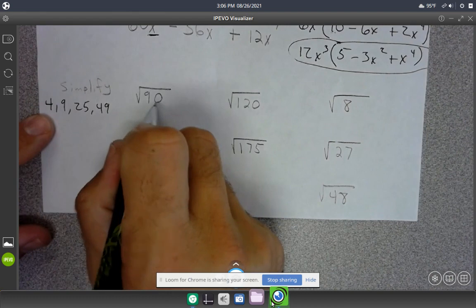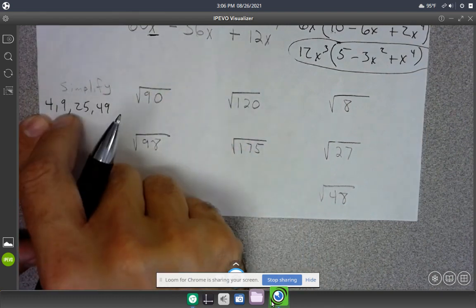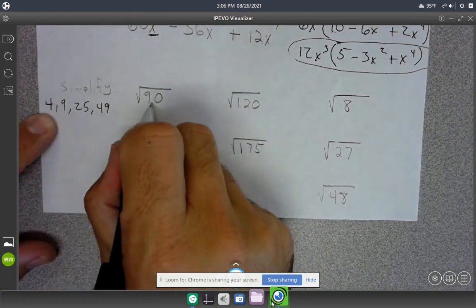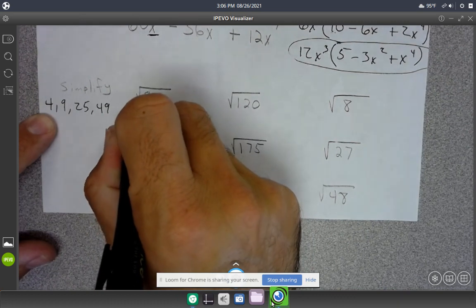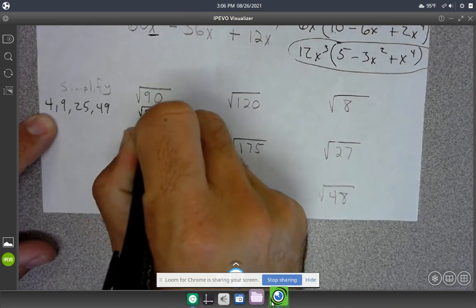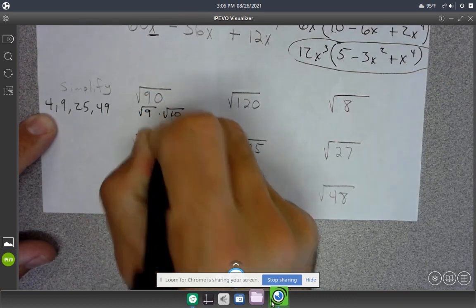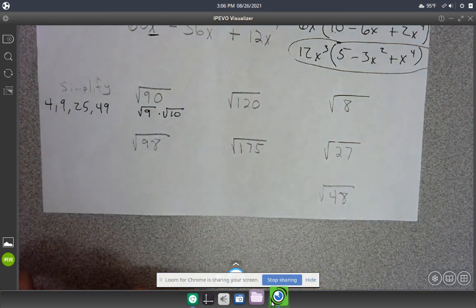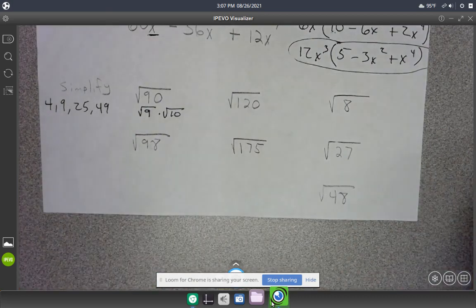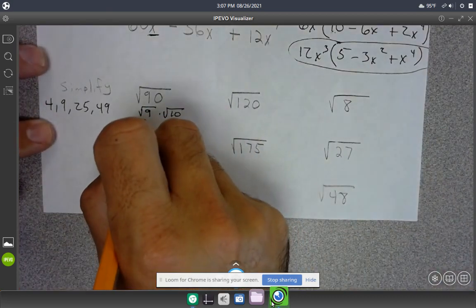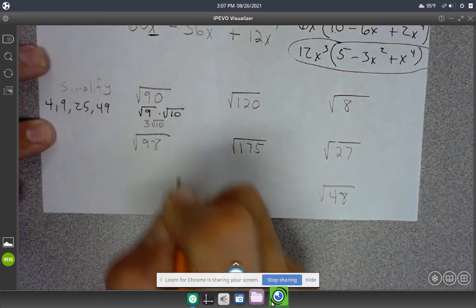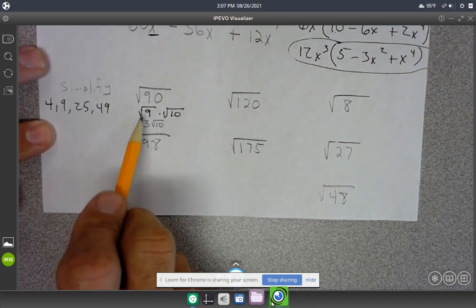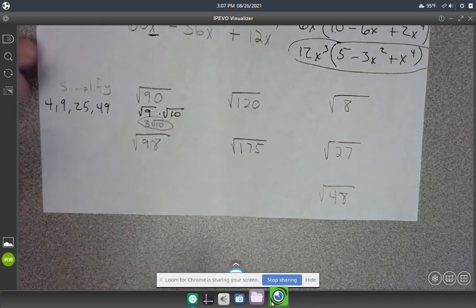All right, so like for 90, 9 goes into it. So what I'm going to do is take this number and think of it as the square root of 9 and the square root of 10. And then the square root of 9, well, that's equal to 3. So my answer is going to be 3 square roots of 10. All right, the square root of 9 just turned into a 3. And that's what we do on all these.